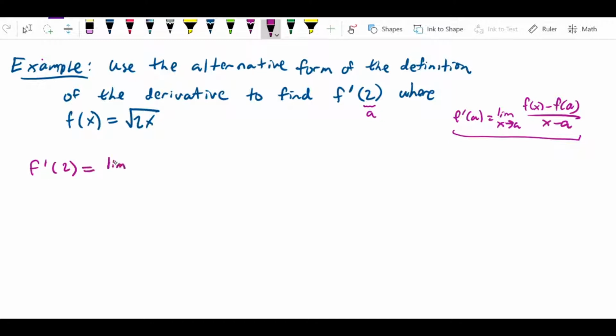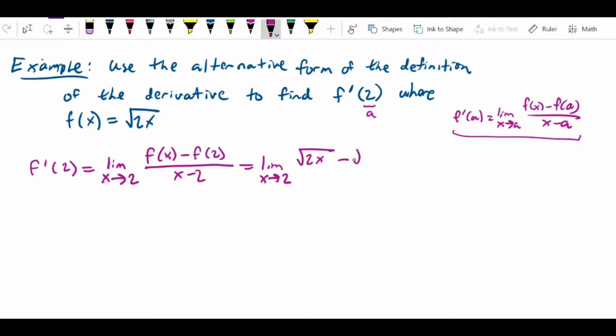So the correct use of this definition is to say that f prime of 2 is equal to the limit as x approaches 2, again mapping that onto the definition where a equals 2, of f of x minus f of 2 over x minus 2. So we're going to evaluate this by substituting in both x and 2. So this is equal to the limit as x approaches 2 of the square root of 2x minus the square root of 2 times 2 over x minus 2.